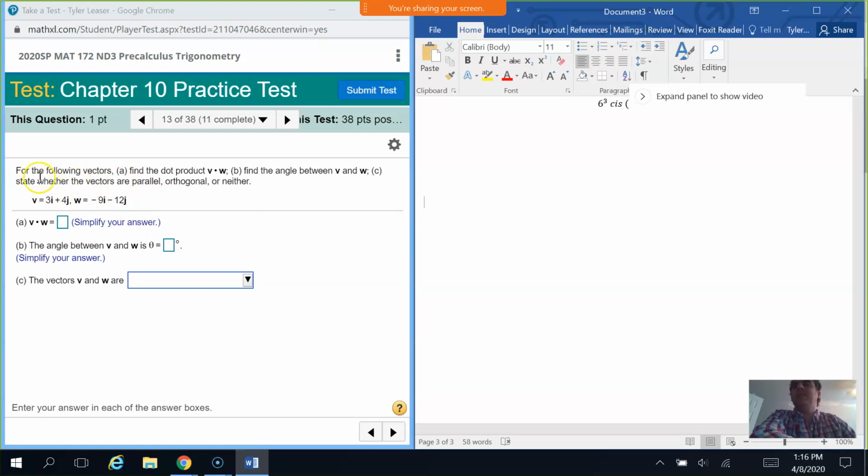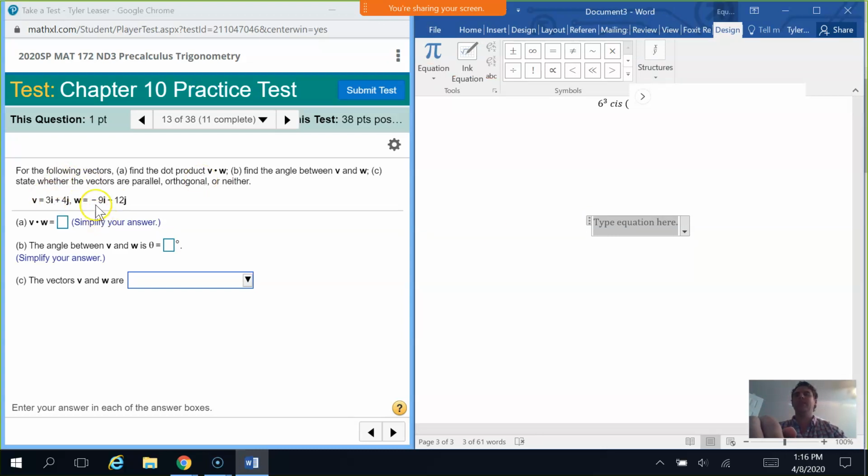Yeah, that's fine. For the following vectors, find the dot product, find the angle between, and state whether the vectors are parallel, orthogonal, or neither. So just real quick, the dot product. Remember the dot product is you multiply the horizontals plus you multiply the verticals. So v dot w, multiplying the horizontals together, we're going to do 3 times negative 9 plus the verticals together 4 times negative 12. So that's what, negative 27 minus 48, which is negative 75.